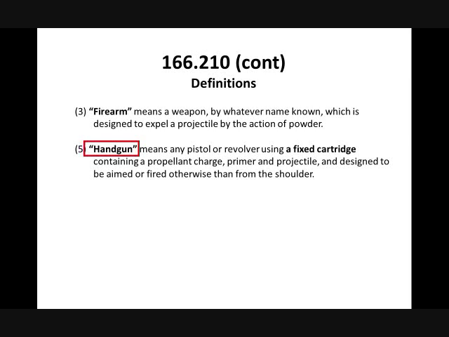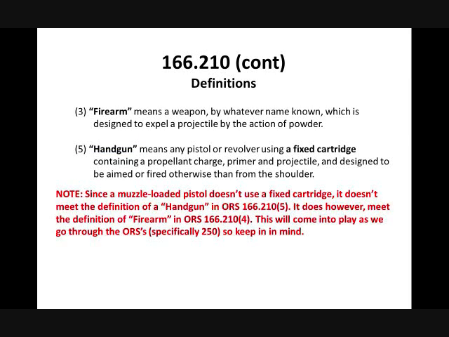So there's a distinction here. A muzzle-loading pistol doesn't use a fixed cartridge, so it doesn't meet the definition of a handgun in ORS 166.210. It does, however, meet the definition of a firearm, and this will come into play as we go through the ORSs, specifically 250. So keep that in mind. And then minor means a person under the age of 18.